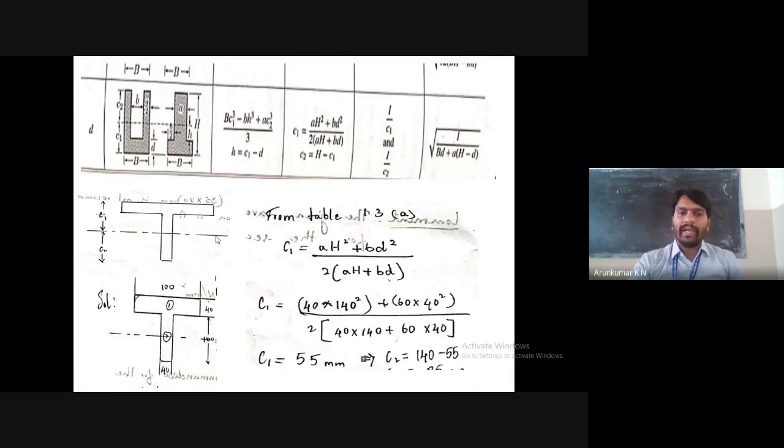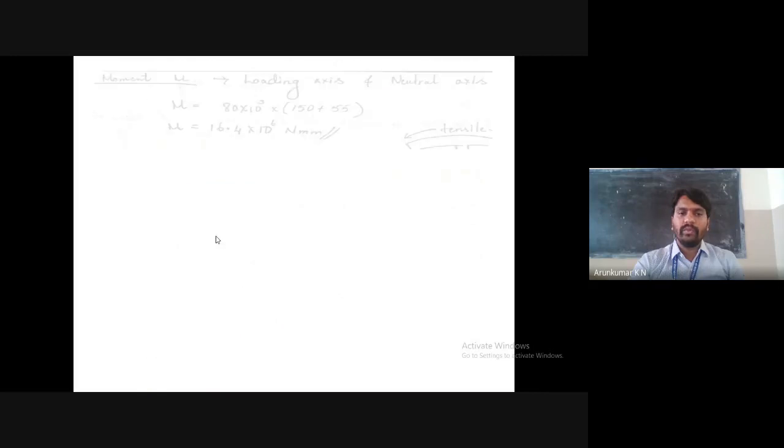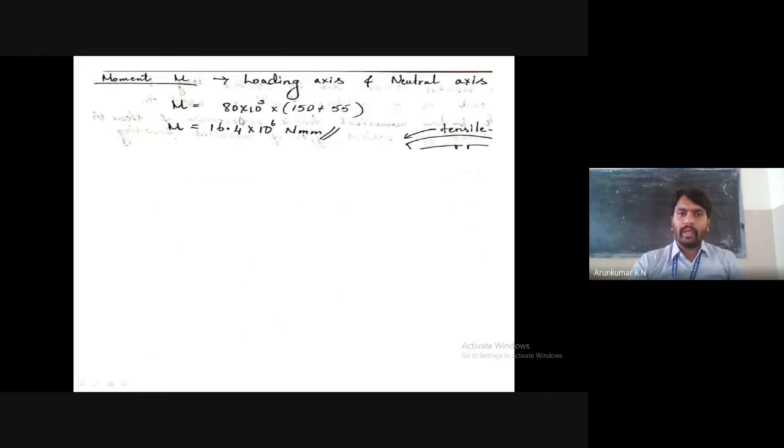So we know that we have calculated C1, C2 and the moment. Look at this load and the perpendicular distance. I told you that from the 150 loading axis, the top fiber to the neutral axis is 55. Is it clear? That is the distance from the neutral axis to the loading axis. You got the moment 16.4 × 10^6 N·mm.